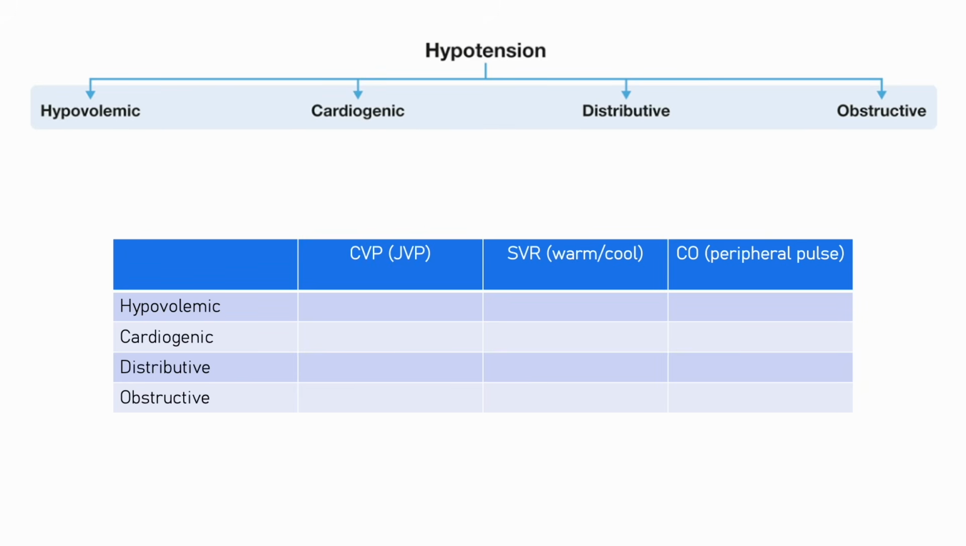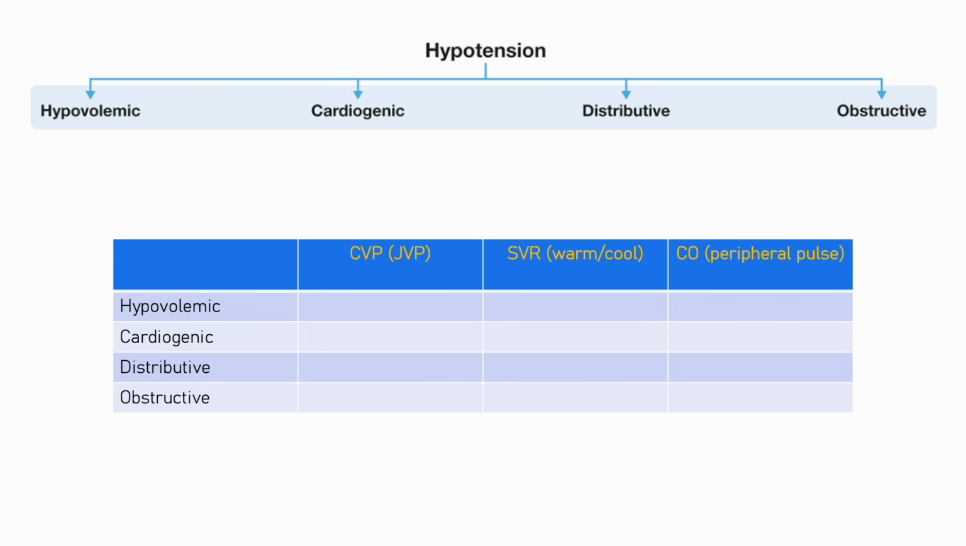When you're evaluating a hypotensive patient in real time, you don't start with a long differential diagnosis. You start by asking a few key physiologic questions. This table represents the three major variables we try to estimate clinically. First is central venous pressure, which we approximate using the jugular venous pressure. This gives us insight into filling pressure and venous return.